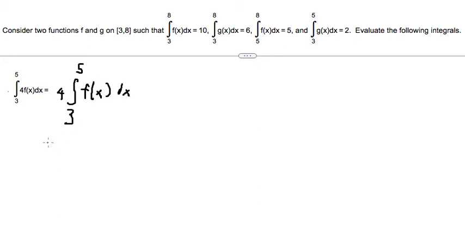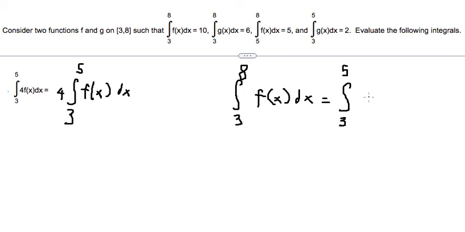Now they want to find this integration. We know that we have this one and this one. So the integration from number 3 to 8 f of s ds, that is equals to the integration from number 3 to 5 f of s ds, then the integration from number 5 to number 8 f of s ds.